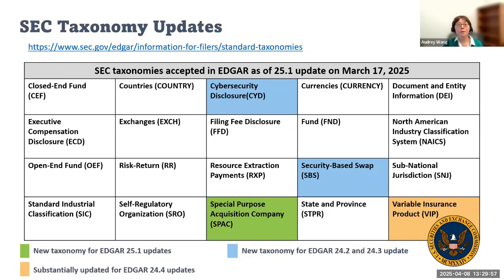Thanks, Julie. As of the EDGAR 25.1 update in March, EDGAR accepts 20 taxonomies in addition to US GAAP and SRT, which are updated by FASB, and IFRS taxonomy, which is updated by the International Accounting Standards Board. Of the 20 taxonomies updated by the SEC staff, 3 were newly added in the past couple of EDGAR releases, and 1 was substantially updated.